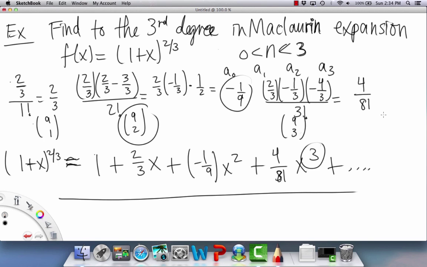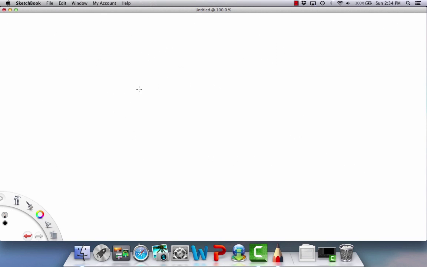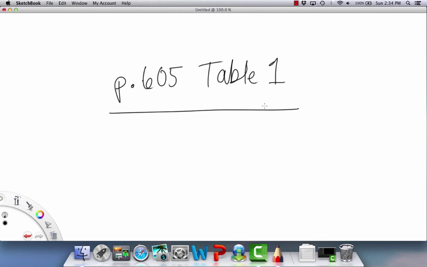Okay, and then one last thing that I want to mention is on page 605, I believe, at least in my book, there's a table. It's labeled Table 1. It's real original. But it has a lot of the expansions of common functions that you'll need. And I find it pretty useful to look at. So you can reference that or put a sticky note on it or something. So yeah, that's pretty useful. I'll put little stars by it.